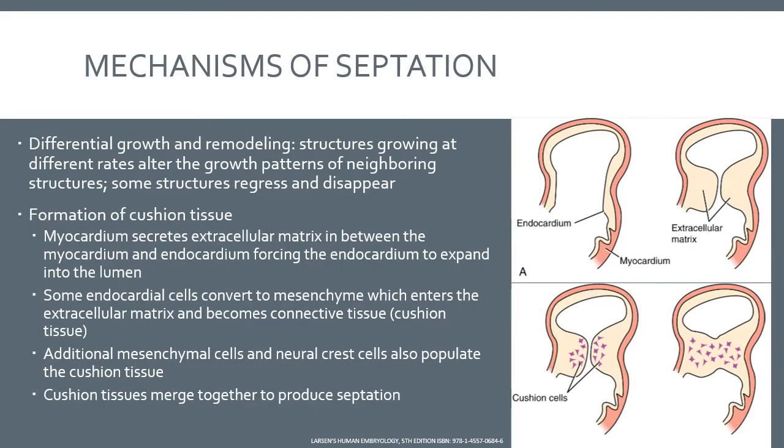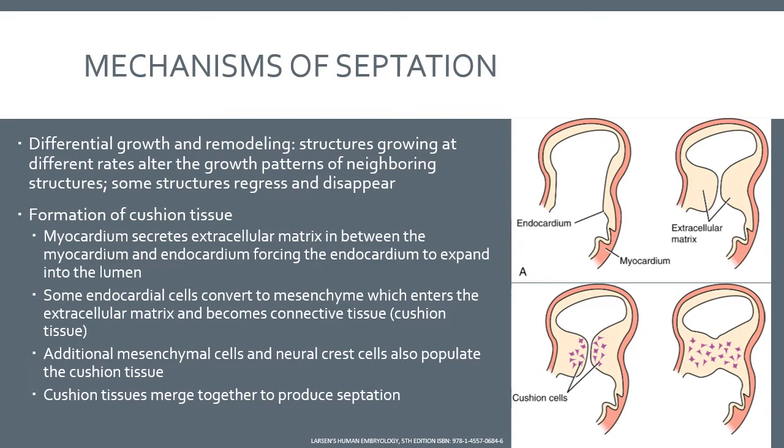So how do we make septa? There are a number of different ways that we can do it. One way is through differential growth and remodeling. Essentially, we have structures that are growing at different rates, and because they're growing at different rates, their growth patterns can affect the structures next to them. For example, if you have one structure that's growing very quickly next to a structure that's not growing as quickly, it might impinge upon the smaller structure and restrict its growth. And that could be a normal pattern of growth and development. So it's that kind of give and take that can produce septation between, or in an empty space within, a developing organ.